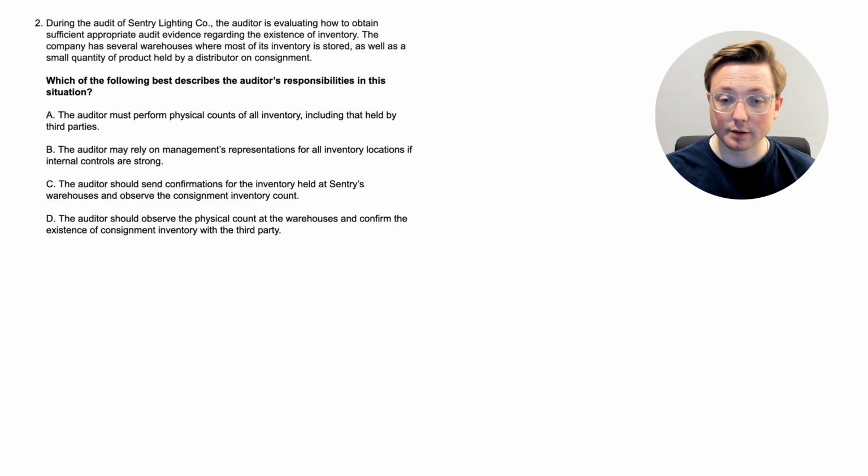The company has several warehouses where most of its inventory is stored, as well as a small quantity of product held by a distributor on consignment. So again, which of the following best describes the auditor's responsibilities in this situation? Let's go through the options.